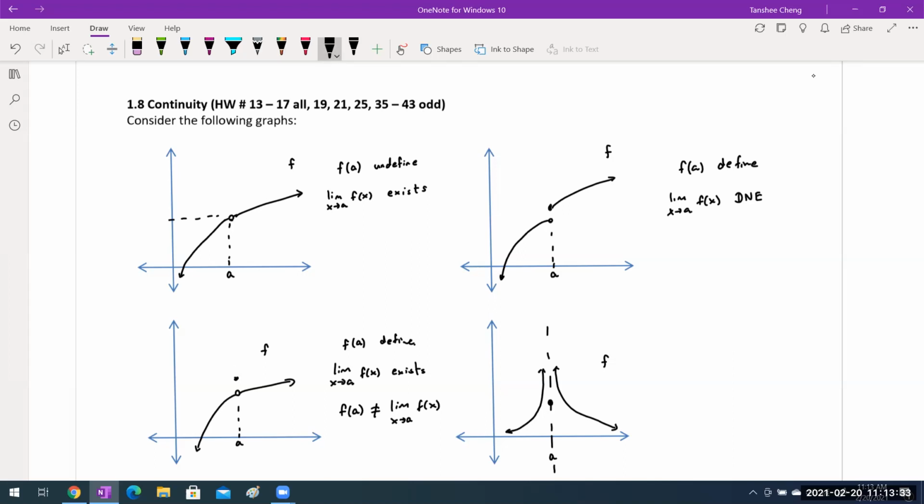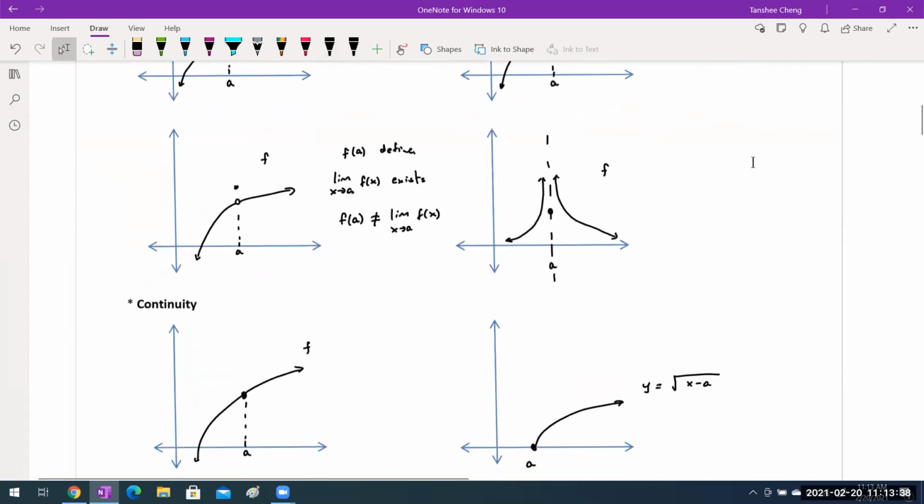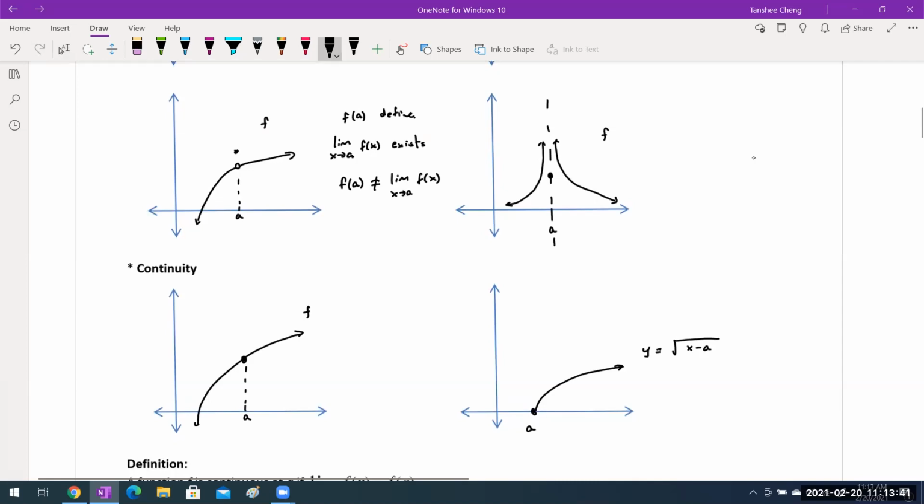So that leads us to think about continuous functions. A function is continuous at a point a if the function must be defined at a, and also the limit as x approaches a of the function must exist. On top of that, the function's value must be equal to the limit value. Then we say it is a continuous function. So those three criteria must be met.